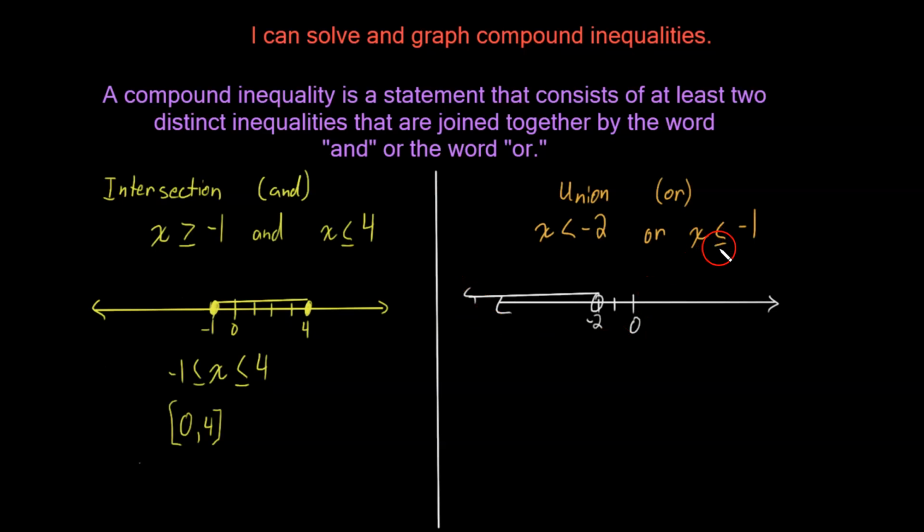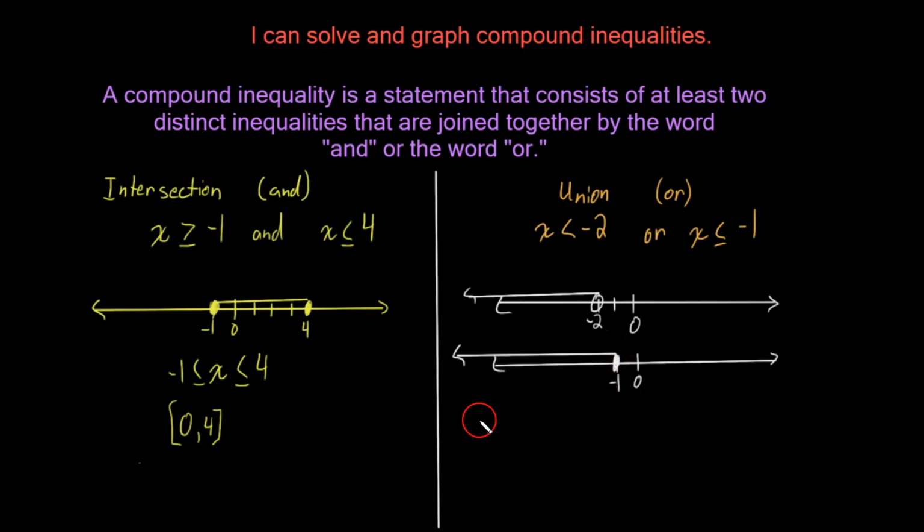And now let's look at x is less than or equal to -1. So we find -1 on our number line, and we're going to fill this in, and we're moving to the left because it's less than or equal to. Okay, so what union means is that we're looking for our inequality that satisfies at least one of these two inequalities. So we're not looking for overlap, we're just looking for the one that includes these points.